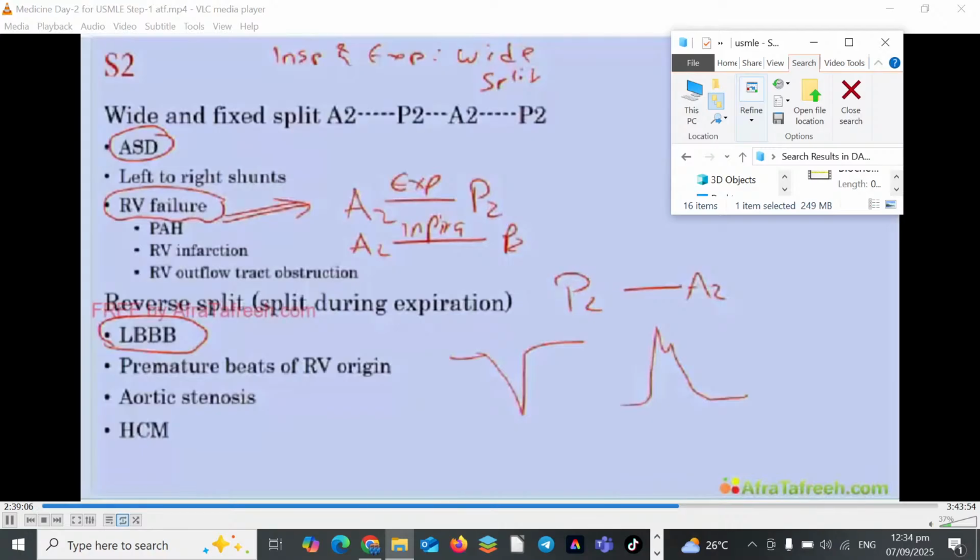So when you call a reverse split, first it would be best heard in the aortic area. And it would be best heard during expiration. Because during inspiration, they'll come close to each other. But during expiration, it will stay far away. So a split of sound which is best heard in expiration, not in inspiration, is a reverse split. A split of sound which is heard both in inspiration and expiration is a wide split. A split of sound which does not change with deep inspiration or expiration is a fixed split. 3 types of splits. Are you clear?